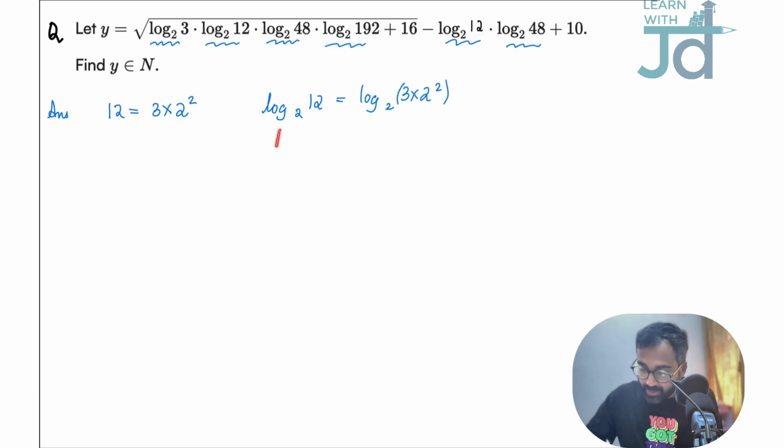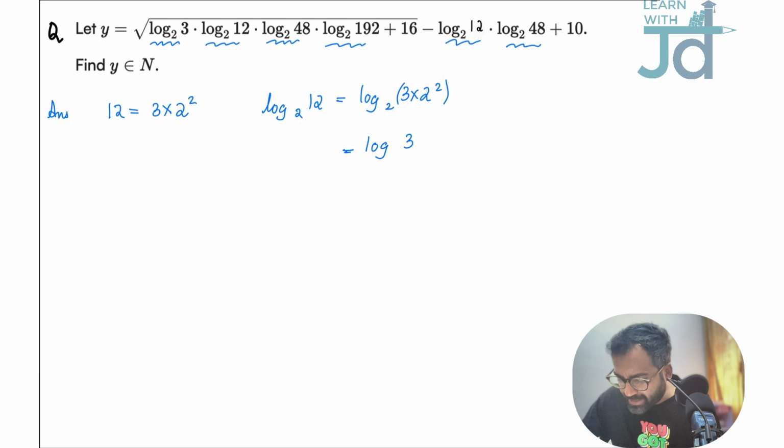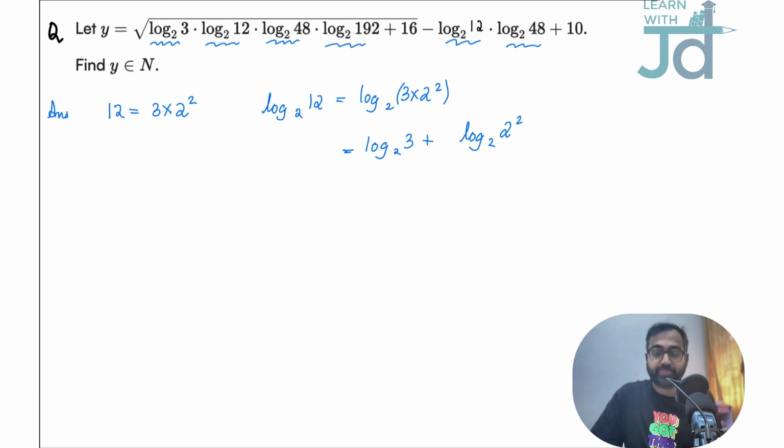Now you know log AB is equal to log A plus log B. You already know this. So I'll split both. I expect that you already know this basic. Now, what is the value of this? The value of this is 2.